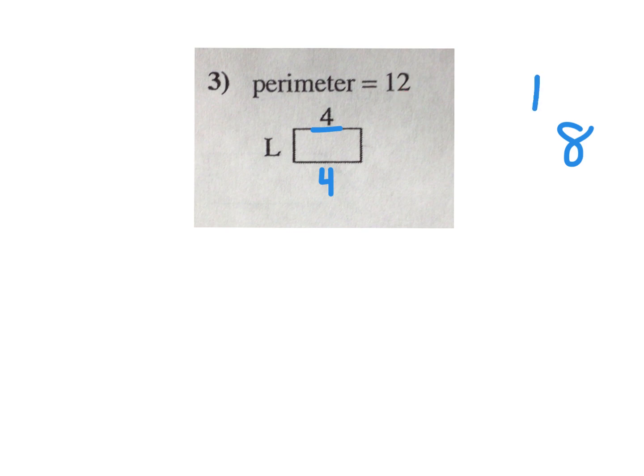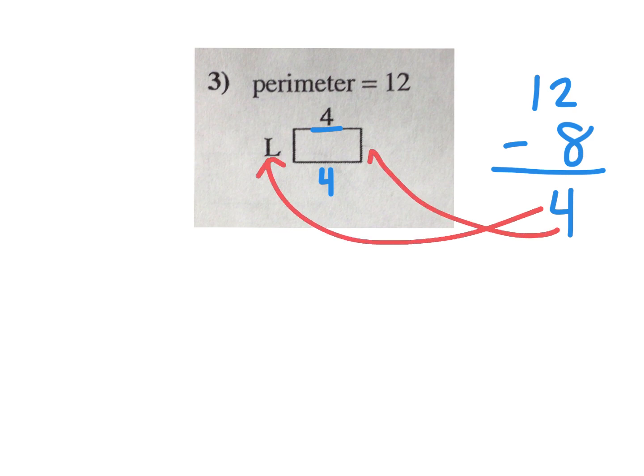12 is all the way around, so I'm going to see what's left. Oh, that leaves me 4 to fit on these 2 sides. And if I split 4 evenly, here and here, this side is 2, this side is 2. So my missing side is 2.